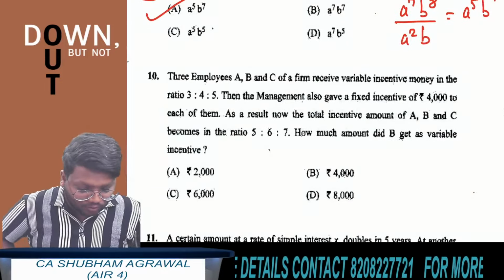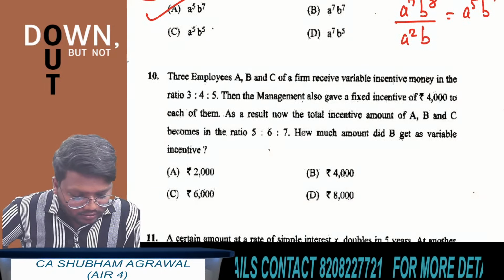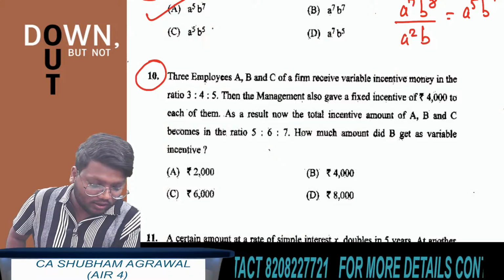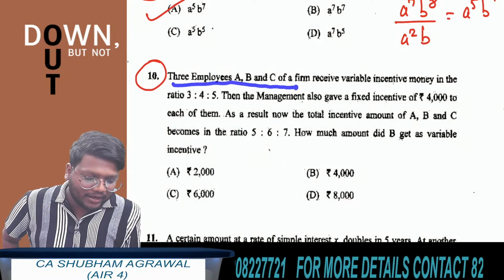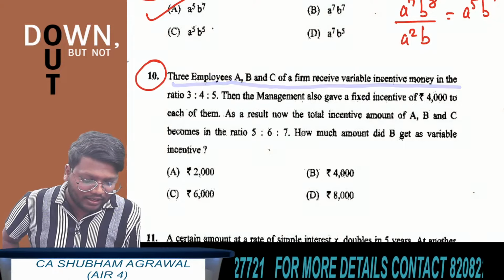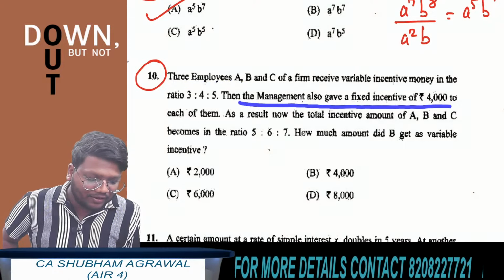They have asked one more question from ratio, proportion, indices and logarithm. All of you quickly read this question. 3 employees A, B and C of a firm receive variable incentive money in the ratio of 3:4:5. Then the management also gives a fixed incentive of 4,000 rupees to each of them. As a result, now the total incentive amount of A, B and C becomes in the ratio of 5:6:7. How much amount did B get as variable incentive?